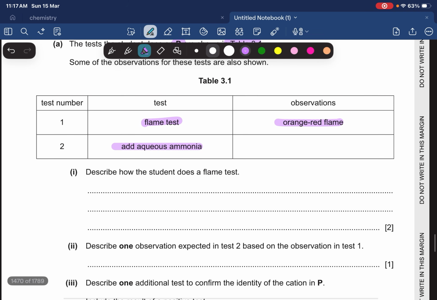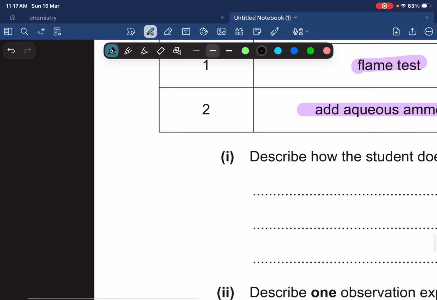Okay. Describe how the student does a flame test. There's a very simple method of doing a flame test. Let me tell it to you. What you do is you take a nichrome wire, that's basically called a nichrome wire. You dip it into the solution whose flame test you want to do. So if I want to do a flame test for this solution, I'm going to dip my nichrome wire into this solution.